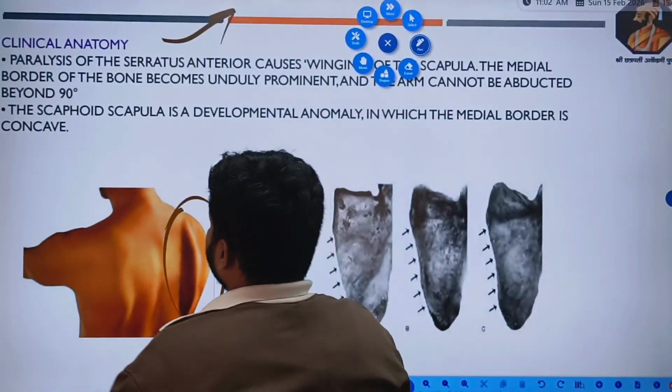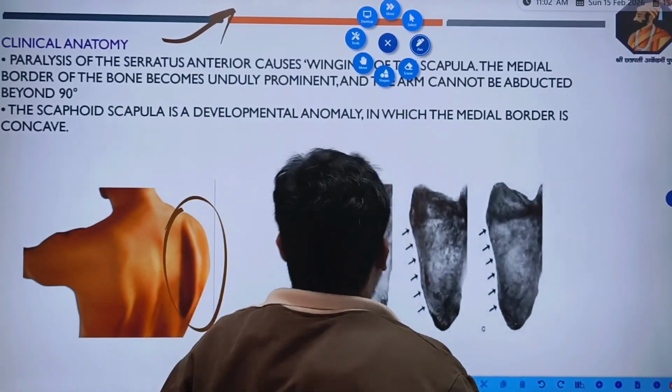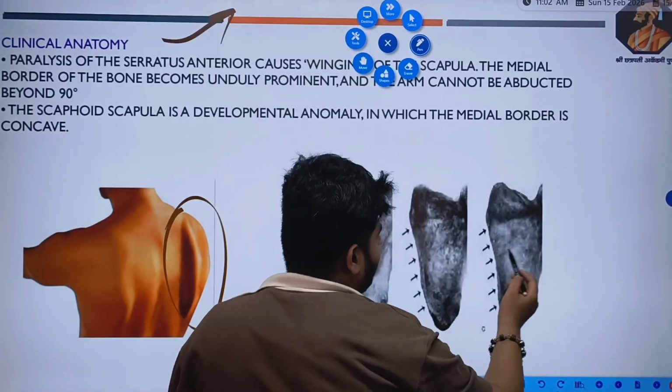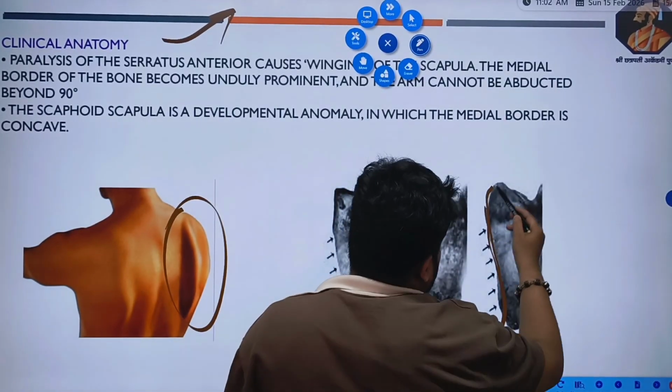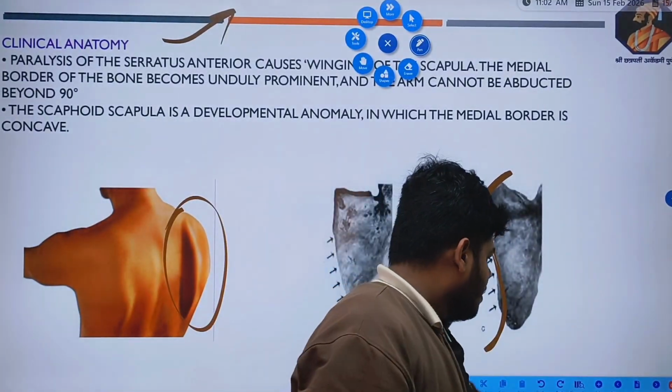The second is the scaphoid scapula. It is a developmental anomaly in which the medial border is concave. We have seen this is the lateral border with the glenoid cavity, and this is the medial border. So it becomes concave. That is also a pathological part, or a part of the clinical anatomy.